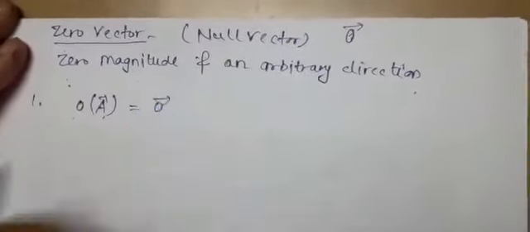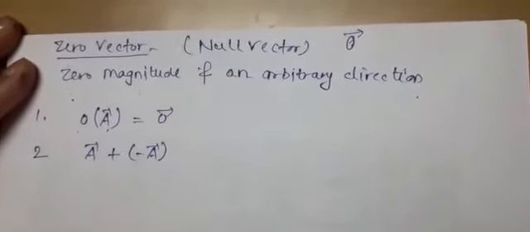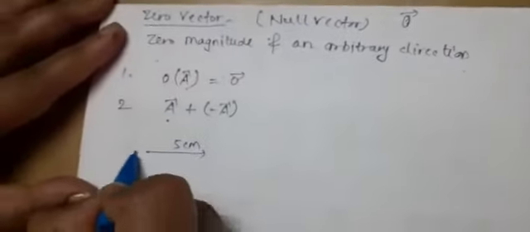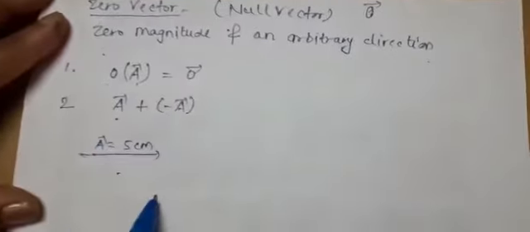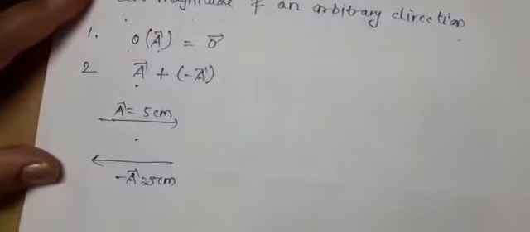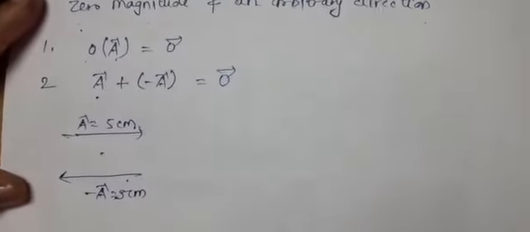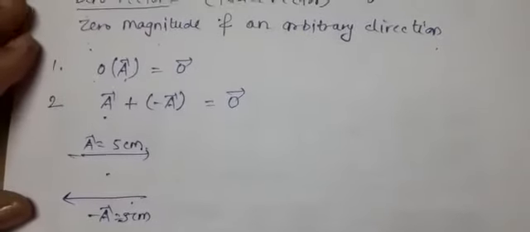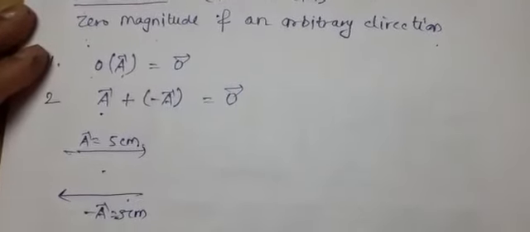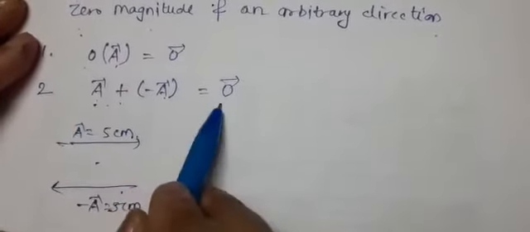Now, we can also say that if a vector is added to the negative of its own vector, suppose a vector A is 5 centimeter and minus A is again 5 centimeter but the direction is reversed. If we are adding these two, the resultant will be a 0 vector. So when we add the negative of a vector to the vector itself, we get a 0 vector.